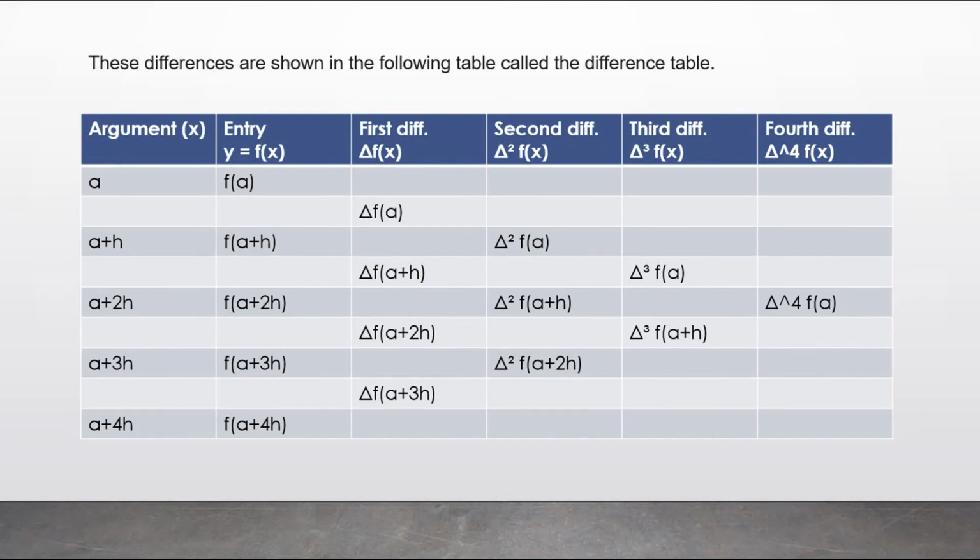Third difference, delta cube f of x. Delta cube f of a is equal to delta square f of a plus h minus delta square f of a. Delta cube f of a plus h is equal to delta square f of a plus 2h minus delta square f of a plus h. Fourth difference, delta raised to 4 f of x: delta raised to 4 f of a is equal to delta cube f of a plus h minus delta cube f of a. This was the difference table.